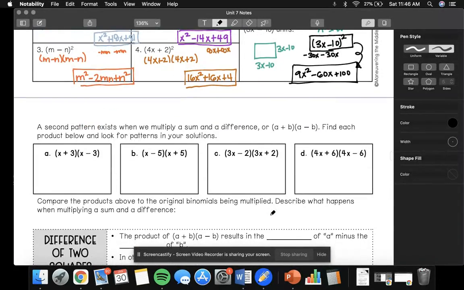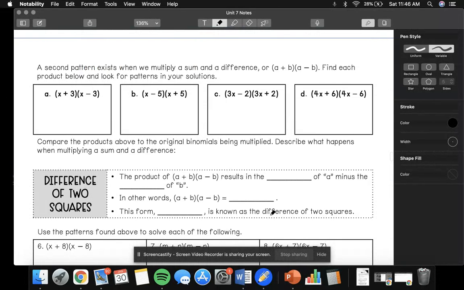All right, off to the next page, which is page 22. So we're going to look for another type of pattern. So these problems, we are just going to do it the way we know how to do it. There's another pattern that exists when we multiply a sum and a difference, which means this is the same problem, but as a sum, as this problem is a difference. So same problem, same numbers, same terms, just one's adding, one's subtracting. So we're going to multiply the way we know how to multiply and then hopefully see if we have any patterns.